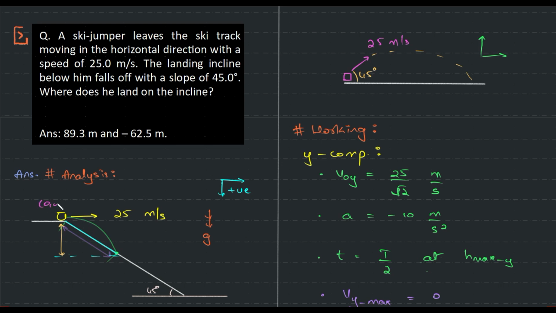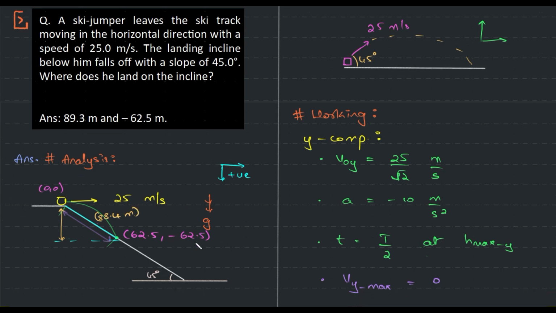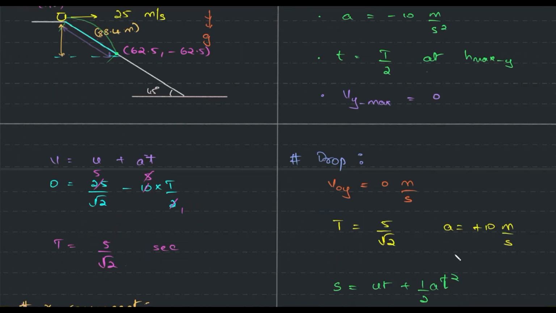If I call this 0, 0, this is 62.5 and minus 62.5. And in terms of length, I am getting approximately 88.4. According to my calculation, it is 88.4 meters. Okay, so if not for the confusion, we have pretty much the answer. Oh, it's 45 degrees, now why did I even calculate all this?